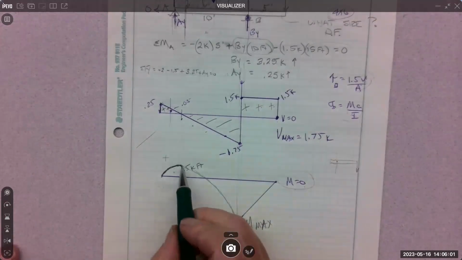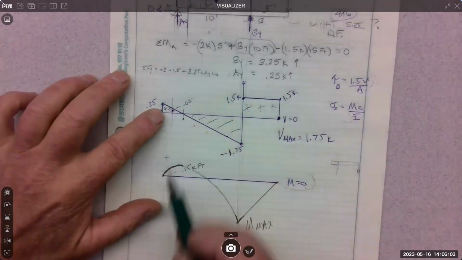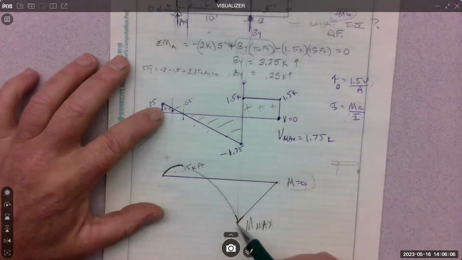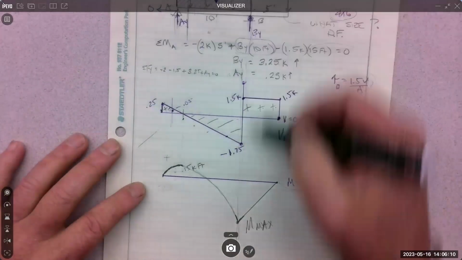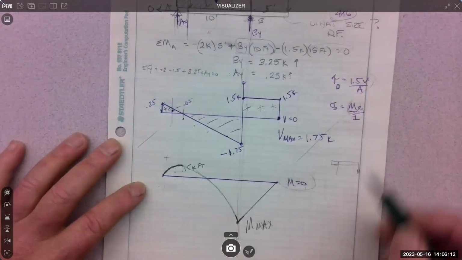If this was even close, I'd calculate it so I could tell which one was bigger, right? But this looks like clearly this is a tiny little area. This is a big area. This is a big moment. So right here is where I need to know the moment, and then I can plug it in to there.